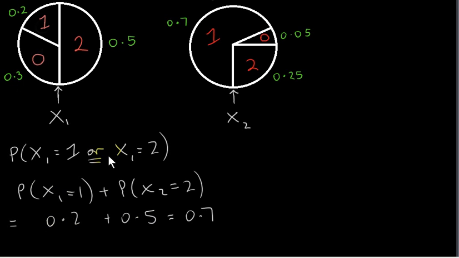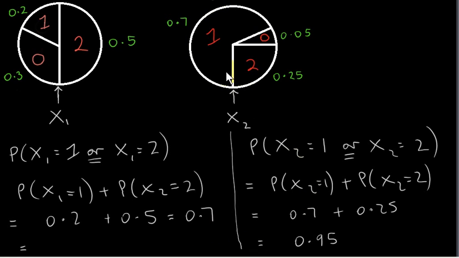Of course, another way that we could answer this question is to consider 1 minus the probability that x1 equals 0. So we don't want x1 to equal 0. The three probabilities add up to 1 because either the pointer is pointing at 0 or 1 or 2. So certainly it's going to point to one of these three sectors. So the sum of the probabilities is 1, so we just have 1 minus 0.3, which of course is 0.7.